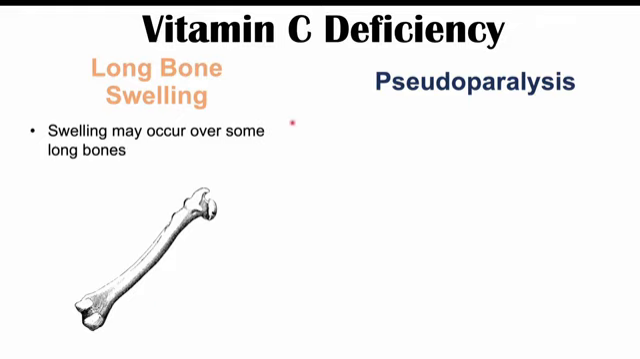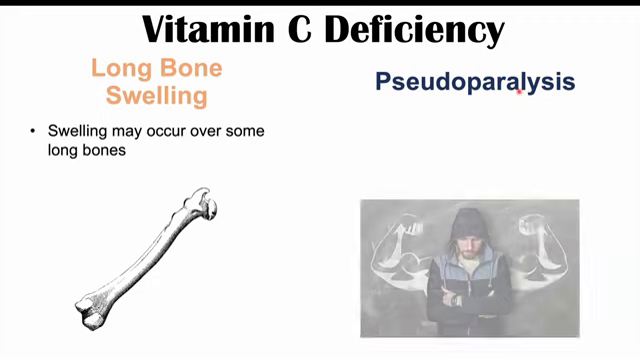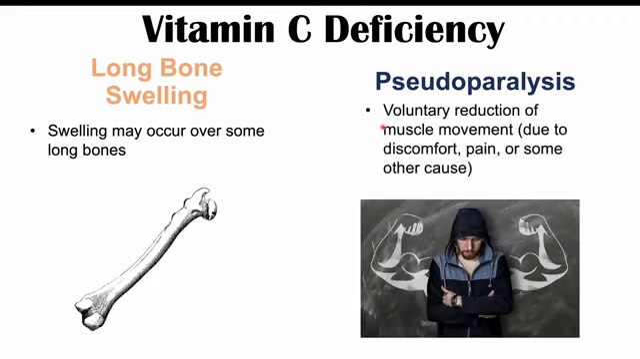And we can also see issues with what we would call pseudoparalysis. Pseudoparalysis is voluntary reduction of muscle movement due to discomfort, pain, or some other cause. So it's not actual paralysis, but the patient is less likely to move because of some other issue or discomfort.